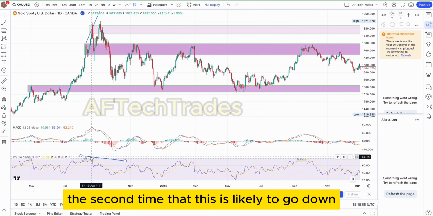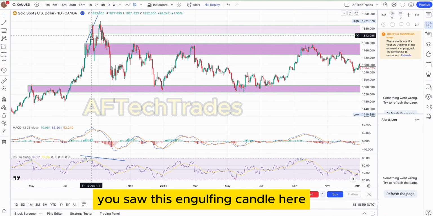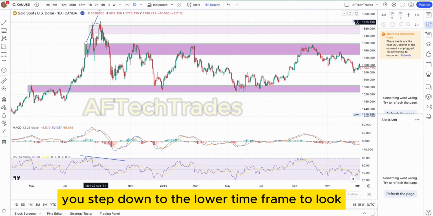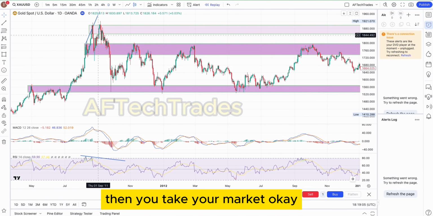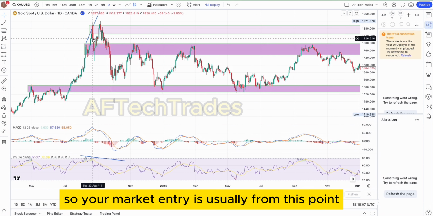This had shown you the second time that this is likely to go down. You saw this engulfing candle here. You step down to the lower time frame to look for a perfect entry. Then you take your market. Okay, so your market entry is usually from this point.